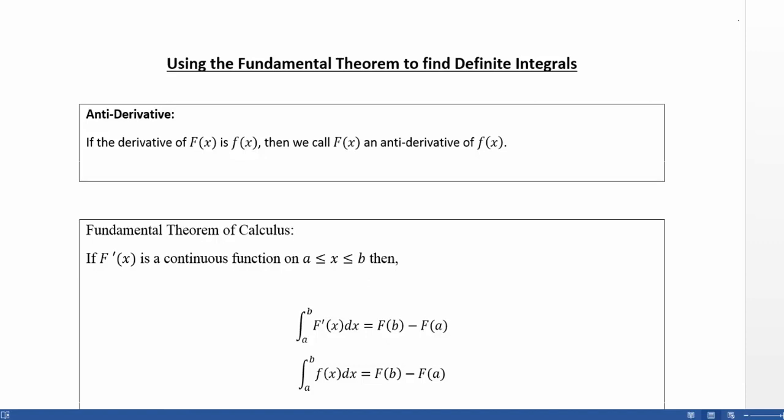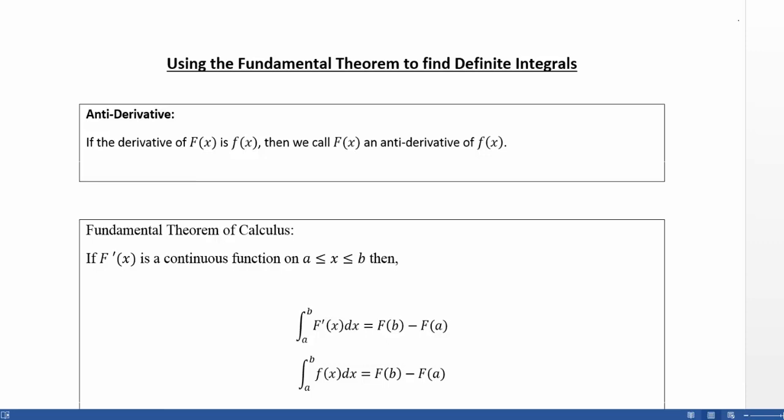Using the fundamental theorem of calculus to find definite integrals. So remember, an antiderivative is going to be the original function when you start with the derivative. So if the derivative of capital F of x is little f of x, then we call capital F of x an antiderivative of little f of x.